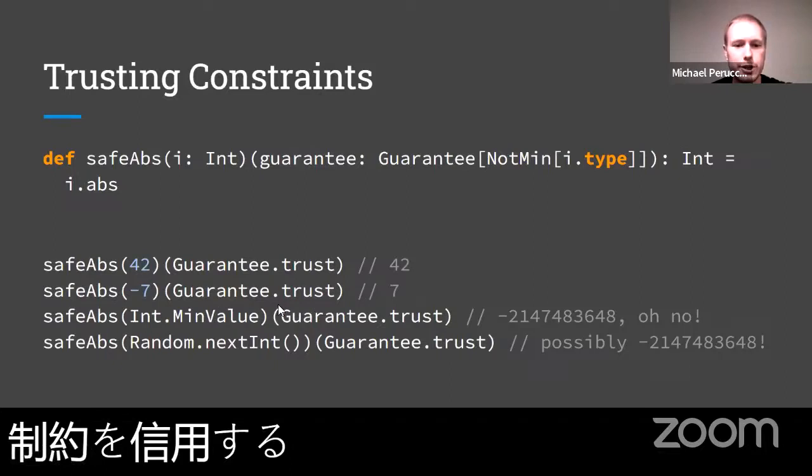But we can also trust things that we should not trust. So if we call safe absolute value on a minimum int and we pass in trust, we will still get the same runtime bug of overflow. And if we call trust on a random integer, chances are it won't have a bug, but sometimes it might, if we get this Int.MinValue. So we don't always want to trust.